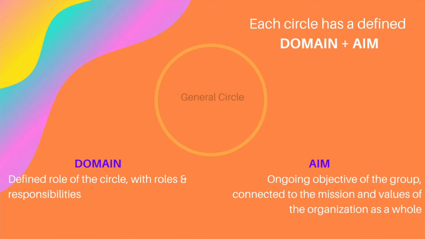To make a circle, it has a defined domain and aim. Now the domain is the defined role of the circle, or the roles and responsibilities. You can think of it as the circle encompassing all the responsibilities for that team. The aim is the ongoing objective of the group, which is connected to the mission and values of the organization as a whole.